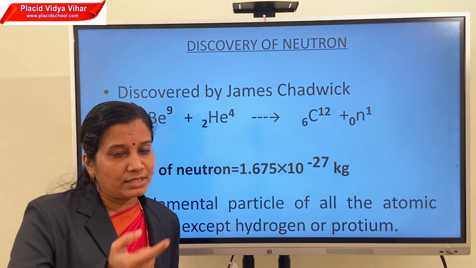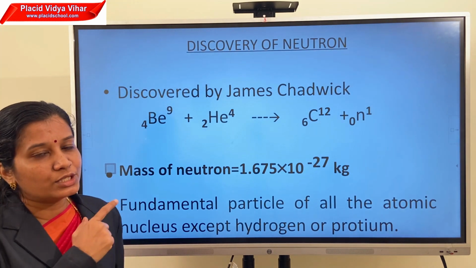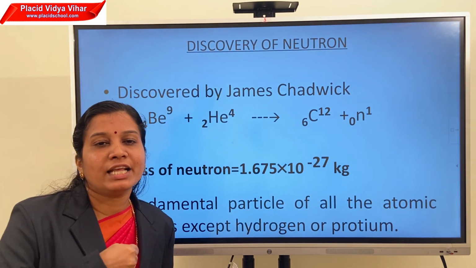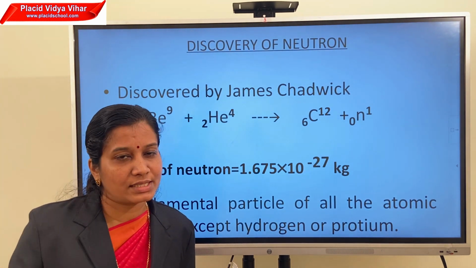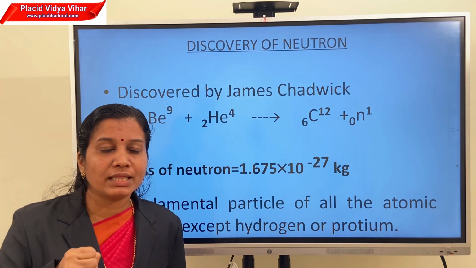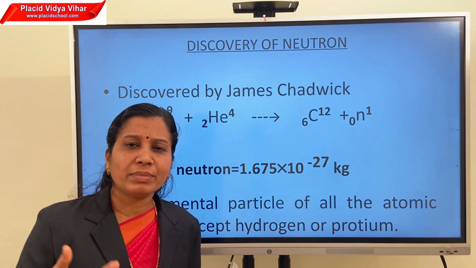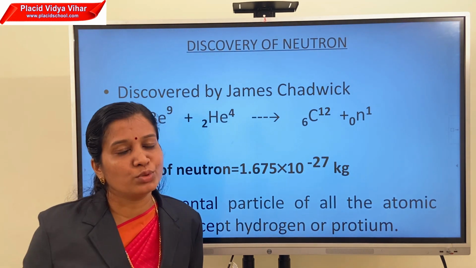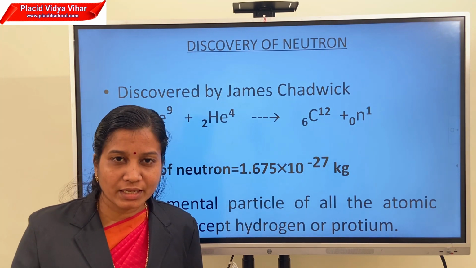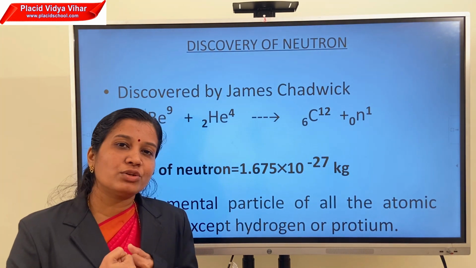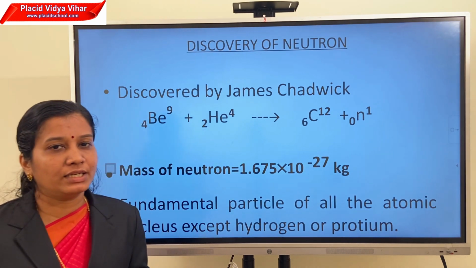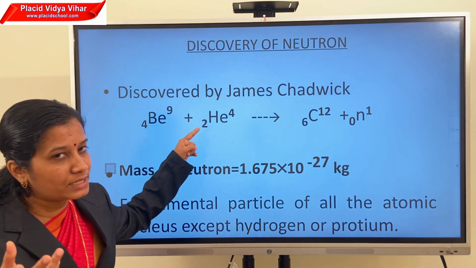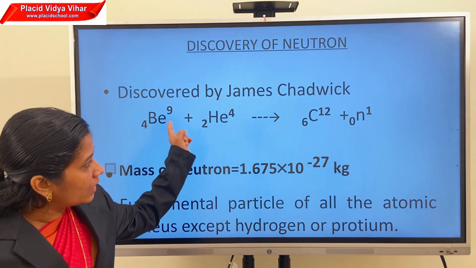So after that, James Chadwick discovered this neutron by hitting a thin beryllium sheet with alpha particles. So what do you mean by this alpha particle? Alpha particle is nothing but the helium nucleus. So James Chadwick bombarded a thin sheet of beryllium with alpha particles. We can see the equation here. Beryllium hit with alpha particles. What is that alpha particle? It is a helium nucleus.